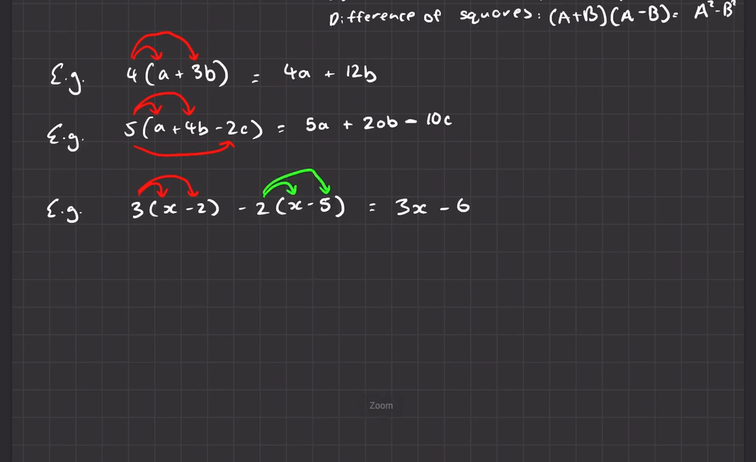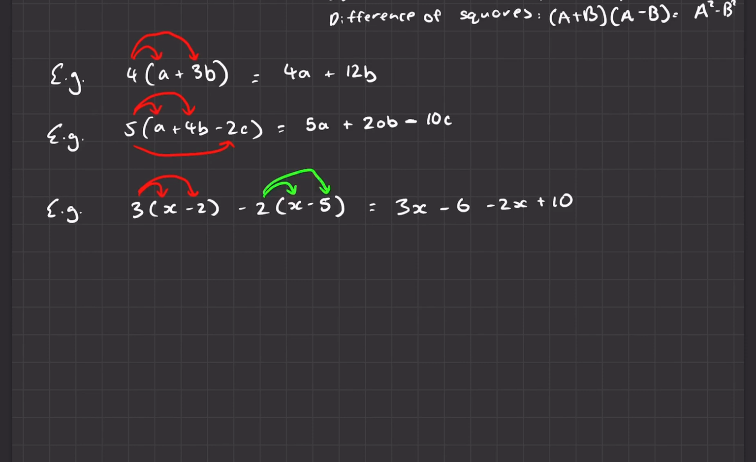Now we move on to minus 2 with the green arrows. Now you need to be careful because this green arrow here, the minus 2, must be multiplied with all of the values. So this is where the negative and the negative values come into play. Now, the first one, negative 2 times positive x gives minus 2x, and then negative 2 multiplied by negative 5, because of the two negatives as we mentioned earlier, now becomes positive 10.